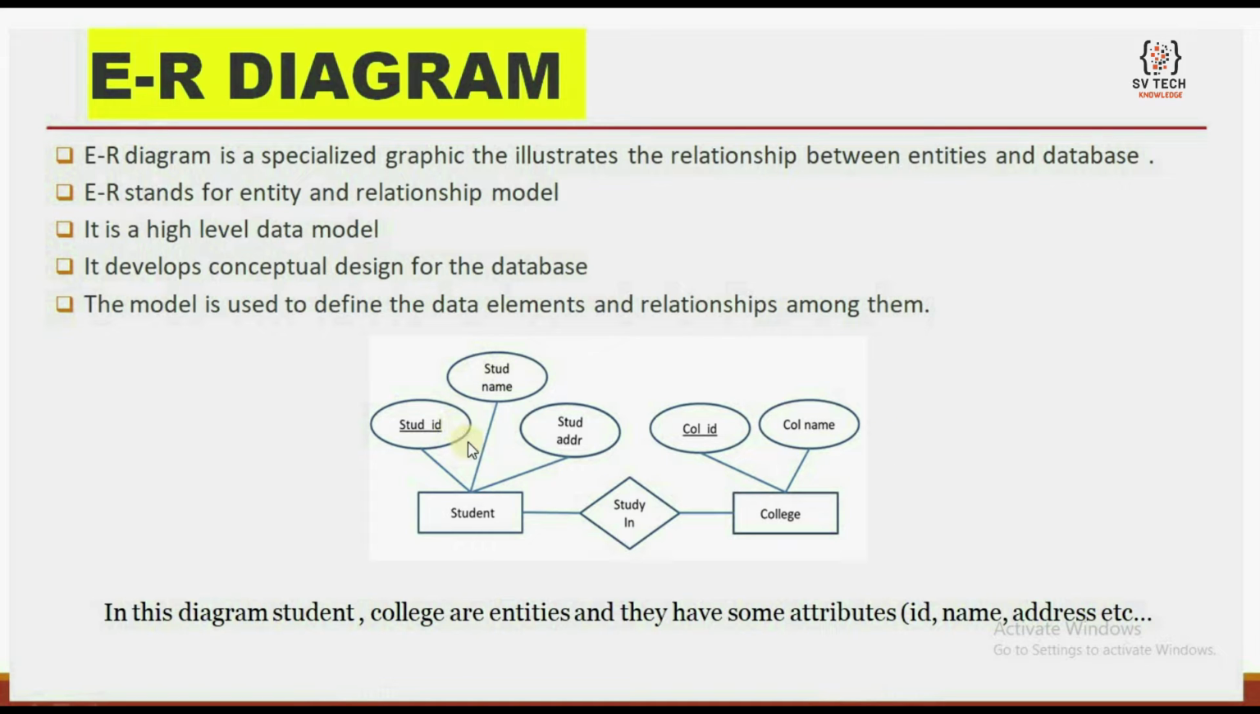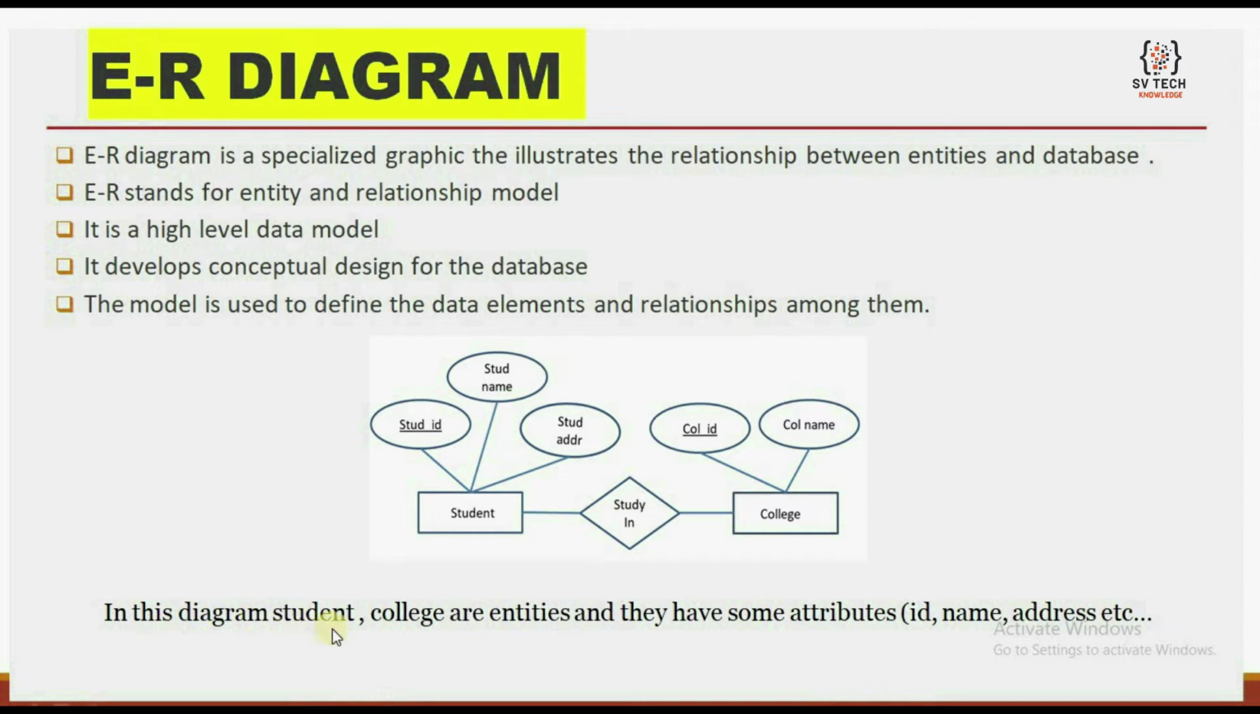Here we have given a simple example of an ER diagram. Further, we are going to discuss this ER diagram deeply. Student is an entity, which is a real world object. College is an entity, which is a real world object. The relationship between the student and college will be "study in".